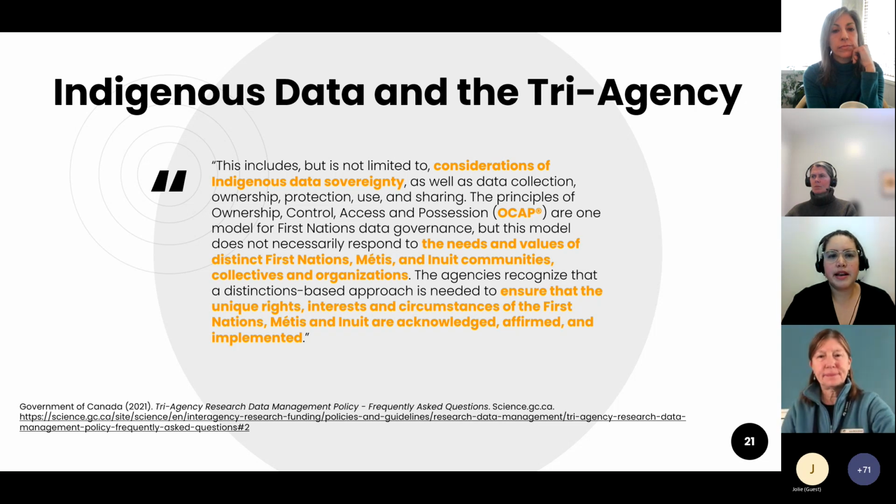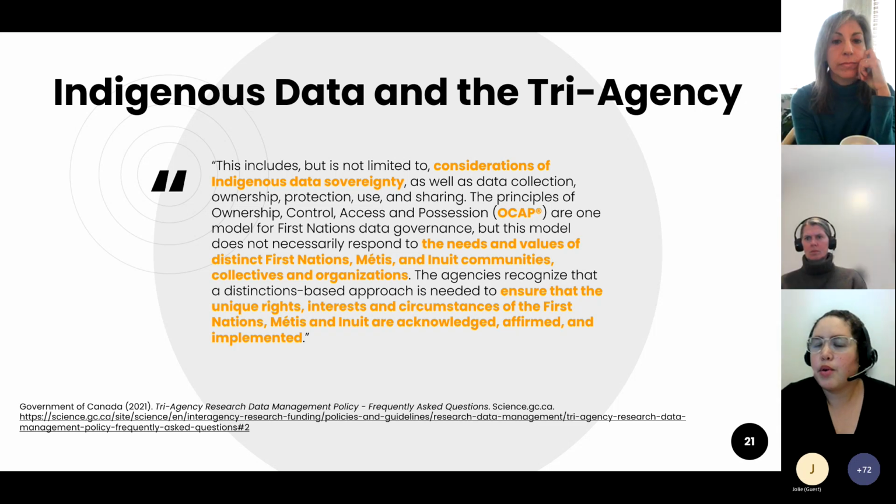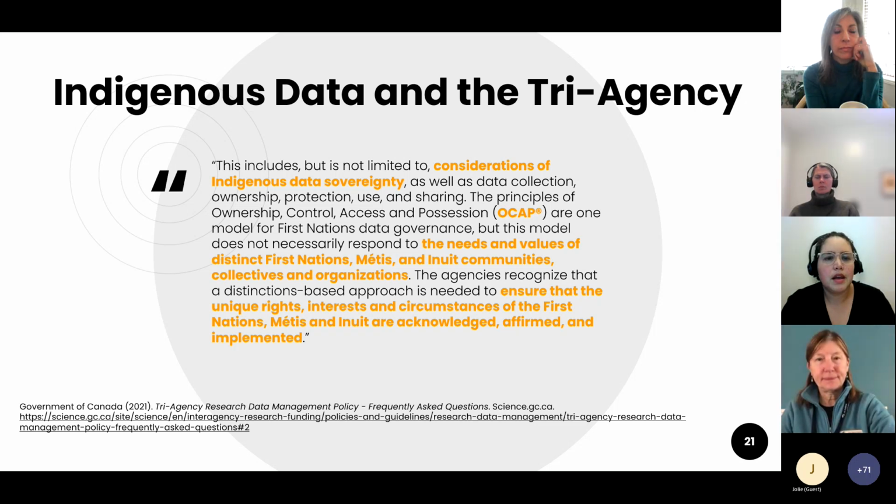So more here from the Tri-Agency on Indigenous data, with an emphasis on the principles of OCAP, which I'll talk about in my coming slides as a potential model, as well as this emphasis that one model might not fit the needs and values of distinct communities, collectives, and organizations. So it's really personalized to the data and the communities that you're working with. So the policy states, looking at considerations of Indigenous data sovereignty, as well as data collection, ownership, protection, use, and sharing. The principles of ownership, control, access, and possession, OCAP, are one model of First Nations data governance, but this model does not necessarily respond to the needs and values of distinct communities, collectives, and organizations. So agencies recognize, that being the Tri-Agencies, that distinctions-based approaches are needed to ensure that the unique rights, interests, and circumstances are affirmed and implemented. Next slide, please.